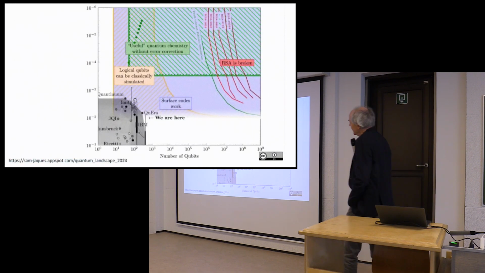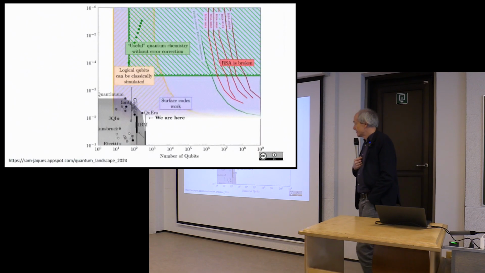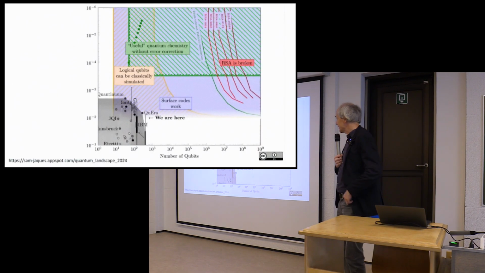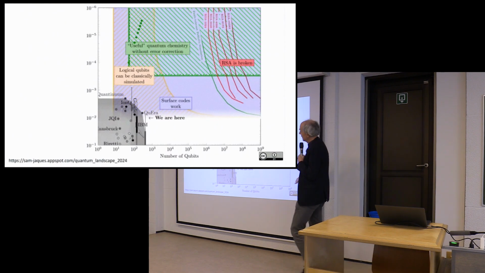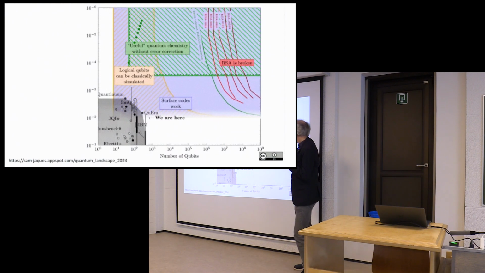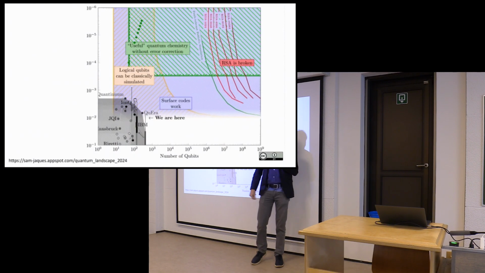Sam Jaques also makes this very nice plot. Again, it's a multi-dimensional plot. It should probably be 5 dimensions. But what he shows is the number of qubits in a log scale and the error rates. To factor RSA, you need to be here. To do quantum chemistry, so to invent new molecules, you need to be there.